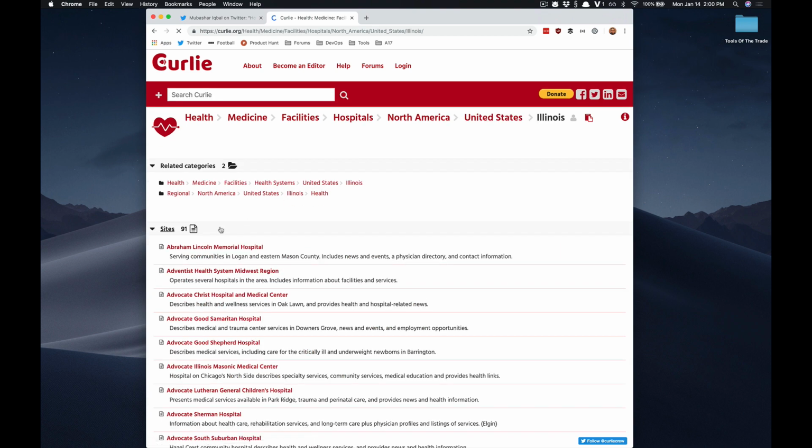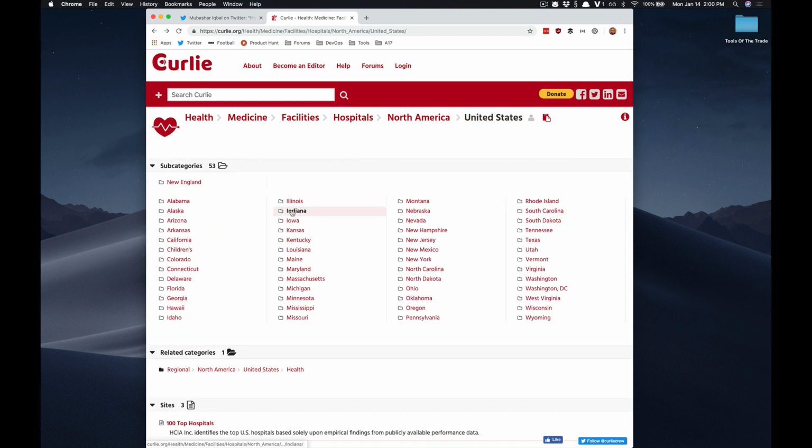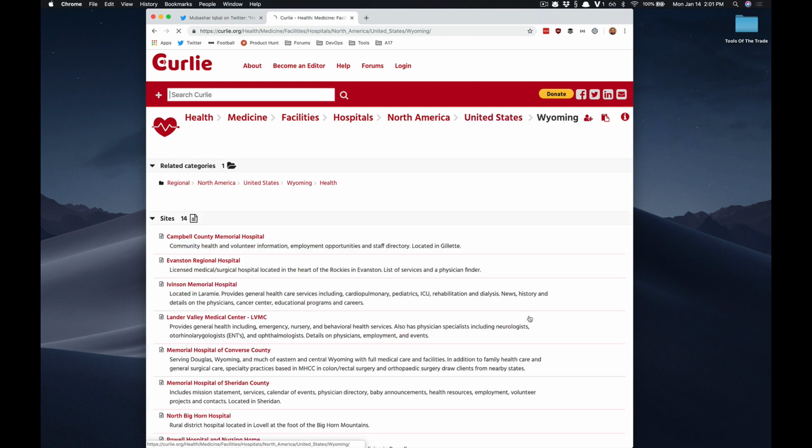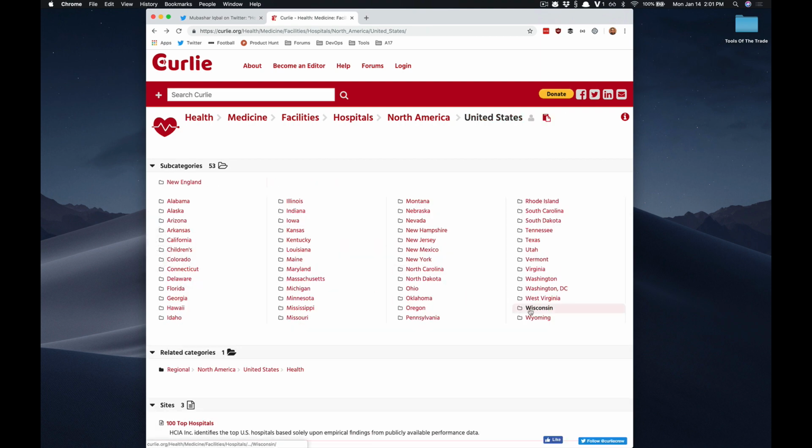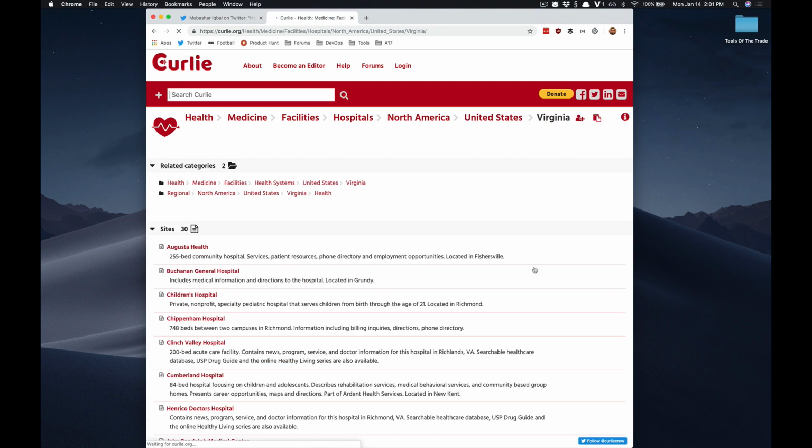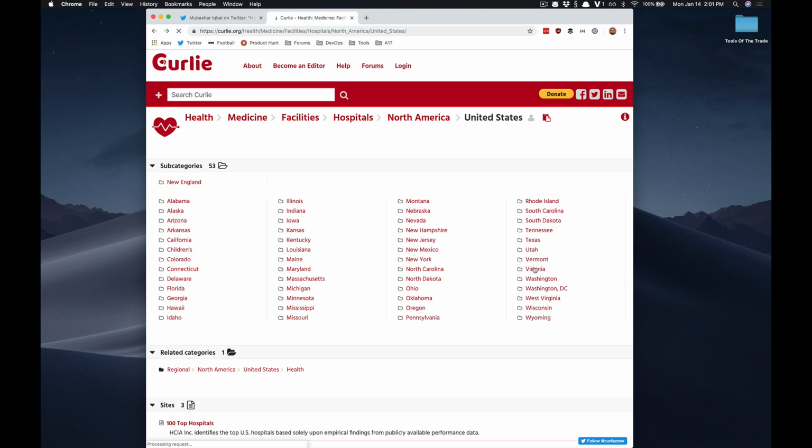Obviously the bigger states have a lot more. Like Illinois got 91. Indiana's got about 20. So yeah, I'd say somewhere in the 25, maybe even up to 30 range. But that still gives you about 1,500 hospitals that you would have to ingest all this information on. Wyoming's only got 14. Wisconsin's got 35. West Virginia's got 7. Virginia, I expect, would have a little bit more. So I think that gives you a sense of how big a task this is.